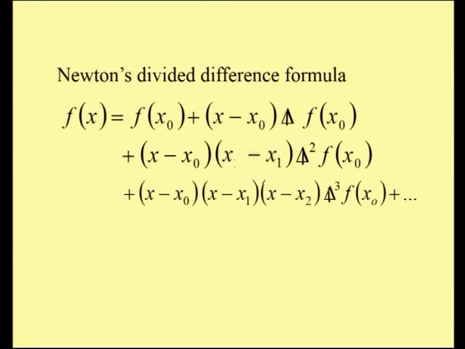Okay. Using this, we have Newton's divided difference formula, also called Newton's general interpolation formula. So, f of x is equal to f of x naught plus x minus x naught into del f of x naught. Here the intervals need not be equal. Plus x minus x naught into x minus x1 into del square f of x naught, plus it goes on, etc.